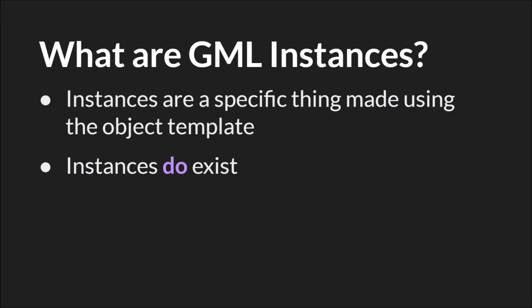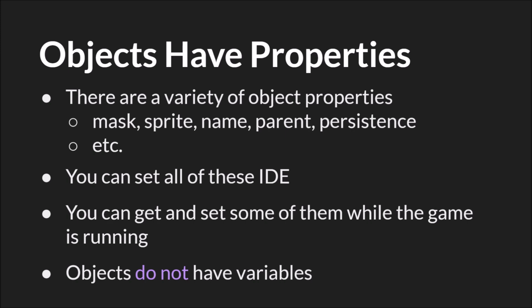This distinction is incredibly important, and if you can keep it in mind, a lot of things will make a lot more sense. Objects have properties. There are a variety of object properties in GameMaker Studio 2. These include things like the mask, the sprite, the object name, their parent or inheritance, their children, persistence, and so on. You can set all of these properties inside of the GameMaker Studio 2 IDE. You can even get and set some of them while the game is running.